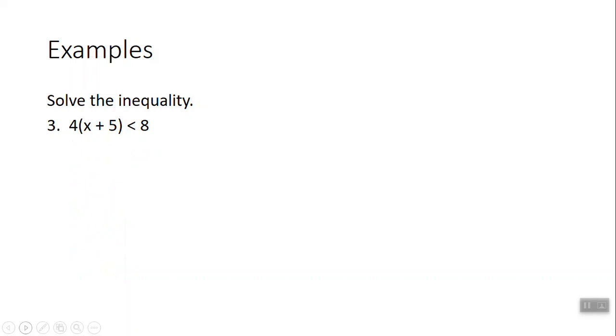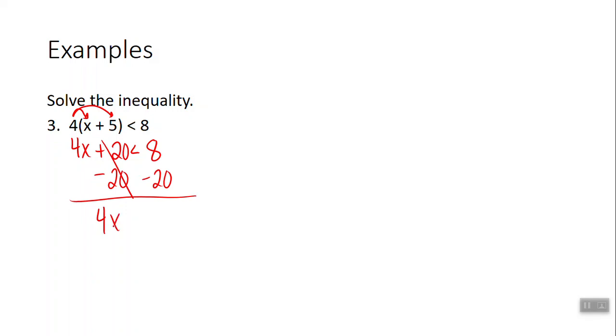Number 3 is our example with the distributive property. So remember, when you're solving an inequality with a distributive property, you want to distribute first. So our first step is going to be multiplying everything inside the parentheses times 4. So that's 4x plus 20 is less than 8. I'm going to subtract 20 from both sides.